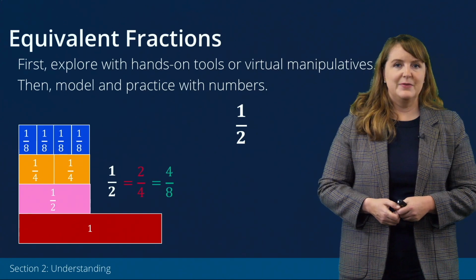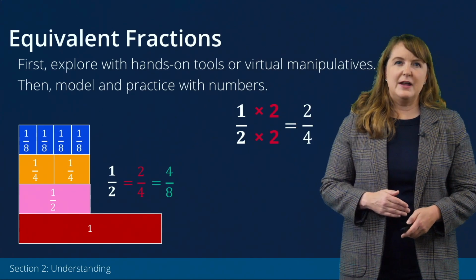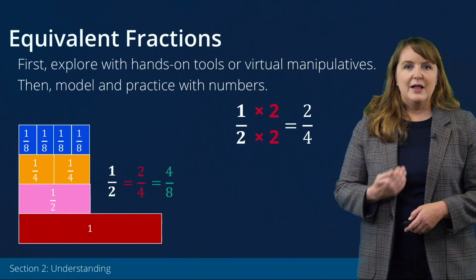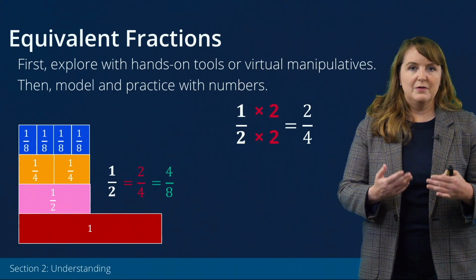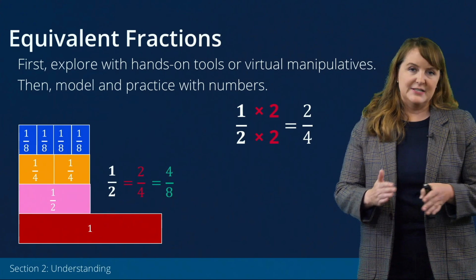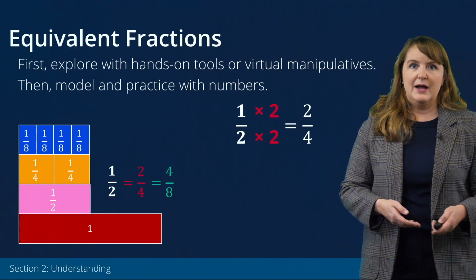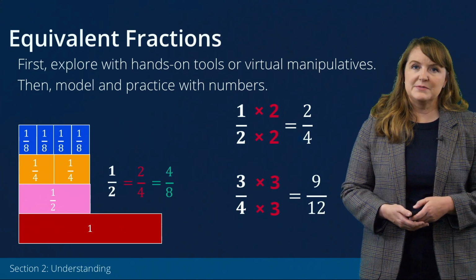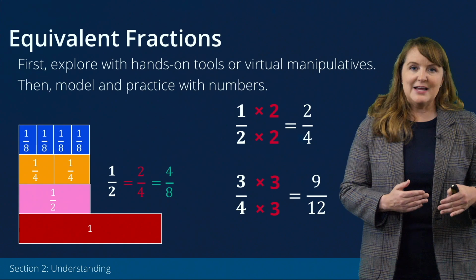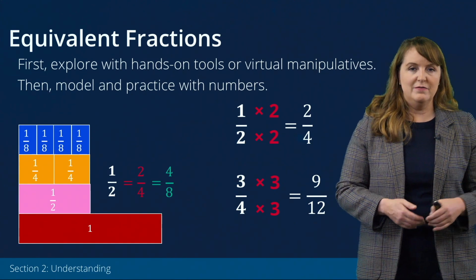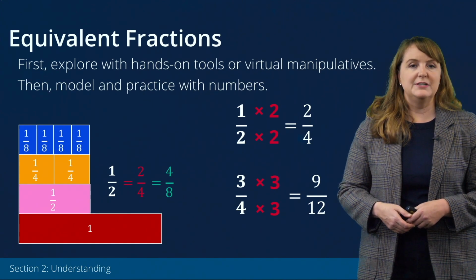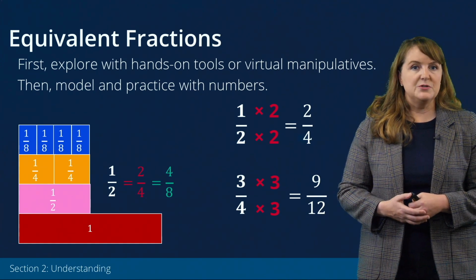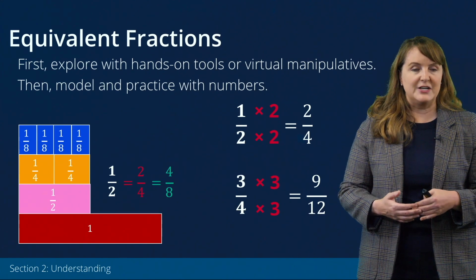equivalent fractions. So if I have 1/2 and I multiply the numerator by 2 and the denominator by 2, that would give me a fraction of 2/4. So 1/2 is equivalent to 2/4. I could do that here with 3/4. If I multiply 3/4 times 3, 3 times 3 is 9, and 4 times 3 is 12, so 3/4 is equivalent to 9/12. So many different ways that we can help students explore equivalence with fractions.